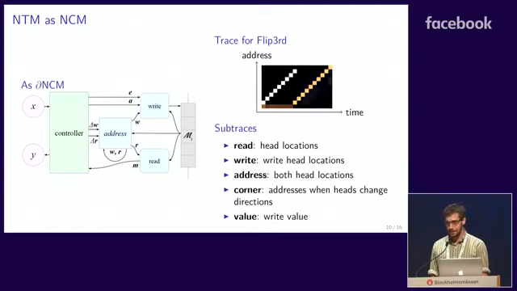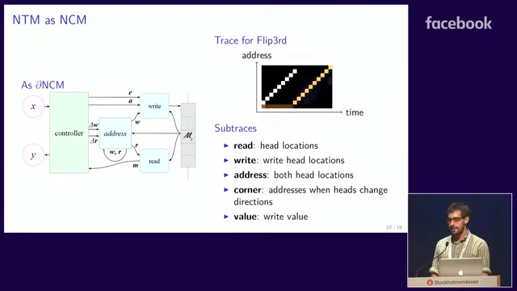The controller corresponds to what we define as a controller, and then its addressing write and read mechanisms correspond to the processor. So up in the right corner, you can see a diagram of what exactly a trace means for this architecture. In white, you see where the read heads would be located, and in orange, you see where the write heads would be located over time.